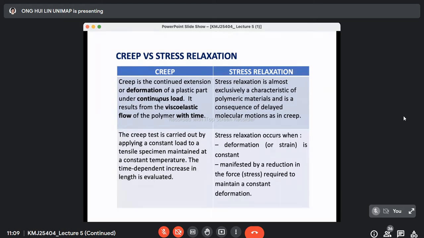So you have to do it side by side. Example, okay, we don't talk about creep or stress relaxation. We talk about maybe materials or polymers A, B, C.